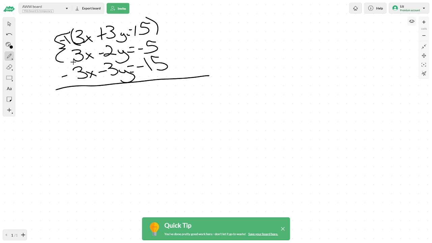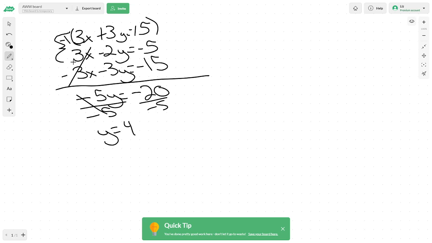Now I can actually use the elimination method. 3x minus 3x, they eliminate each other. Negative 2y minus 3y is negative 5y. Negative 5 minus 15 is negative 20. Trying to get y by itself, we divide each side by negative 5, and y ends up being 4.